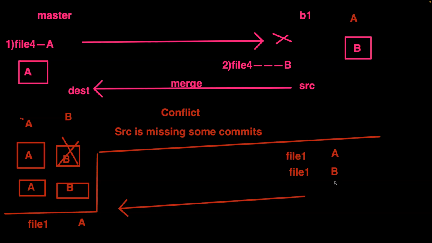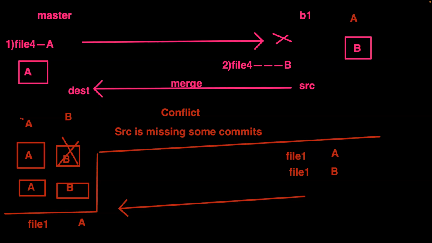This is the point you have to make a note of. One reason you get a conflict is that the file name is the same. The second thing is your source is missing some commits which are there on the destination. Then you get the conflict. Otherwise, you will not get a conflict even though it's the same file name. So the reasons are the file name should be the same, and the source should be missing some commit. That's where you get a conflict.